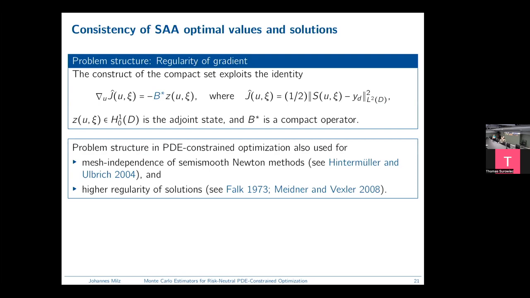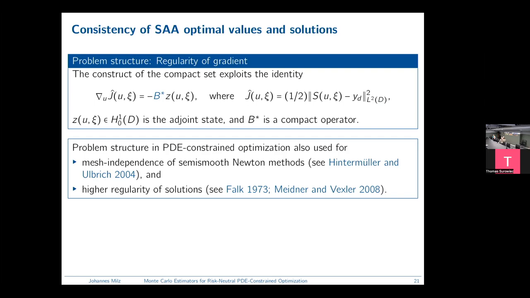And this problem structure that we have been exploiting so far is also used in many different branches in PDE constrained optimization. For example, in algorithmic development, in particular mesh independent Newton methods, semi-smooth Newton methods also. And it's also used to establish higher regularity of solutions. So what I mean by that is, generally, if our feasible set is a subset of L2, we cannot expect this function to be more regular, for example, in H1. Okay, but for this particular semilinear PDE constrained optimization problem, it's actually possible to show that the solutions have bounded derivatives. So these are actually H1 functions. Okay, and this is used, for example, to establish finite element error estimates. So this problem structure is very widely used.